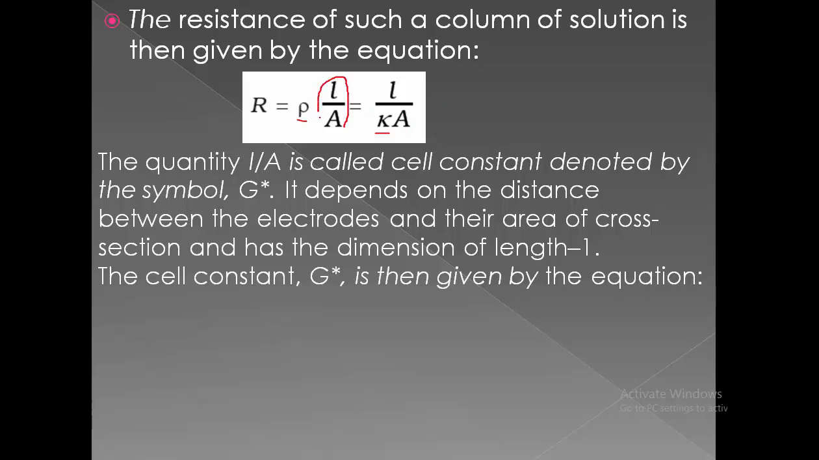We call this the cell constant, and it is denoted by the symbol G star. It depends upon the distance between the electrodes and their area of cross section, and has dimension of per length. Because length and area of cross section are both measured in meters, we get per meter as the unit of the cell constant, and it is given by the equation G star is equal to L divided by A, which is equal to R into kappa.